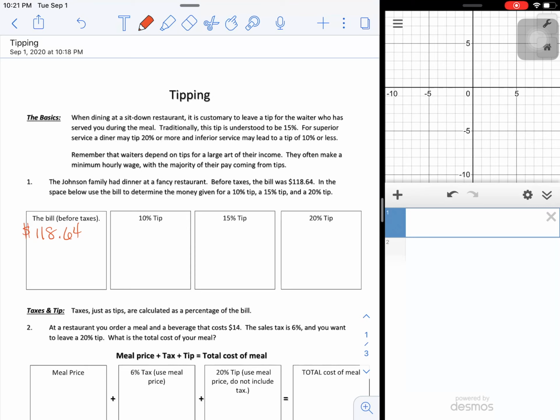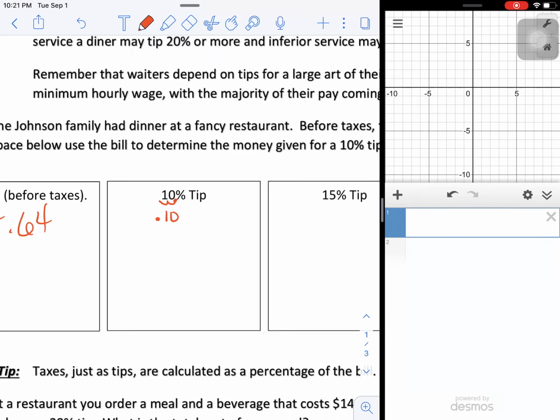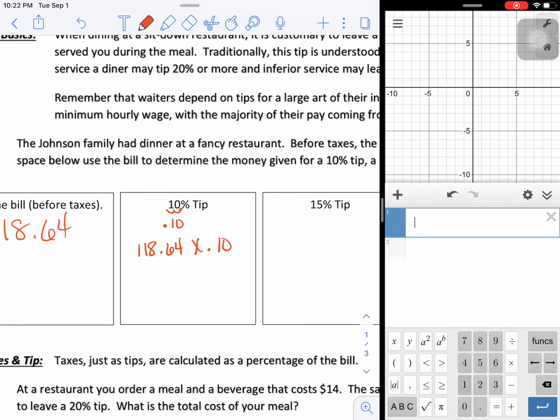But remember, when we convert percent to a decimal, you move the decimal 2 places. So the decimal's at the end. When I move it over, I am multiplying by 0.10. So I will take 118.64 and multiply by 0.10. We'll do that on the side. And we get $11.86. That is what you're going to add on to the bill for the server for 10%.